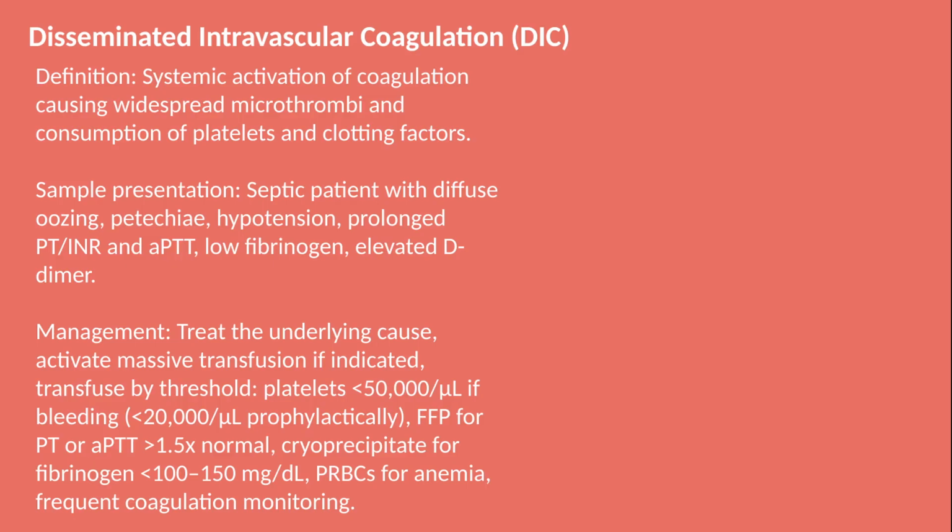Platelets for thrombocytopenia with hemorrhage, fresh frozen plasma for prolonged clotting times. Cryoprecipitate when fibrinogen falls below about 150 milligrams per deciliter and packed red cells for anemia. Activate massive transfusion when hemorrhage is severe. Recheck the panel frequently because it moves fast. ICU admission.